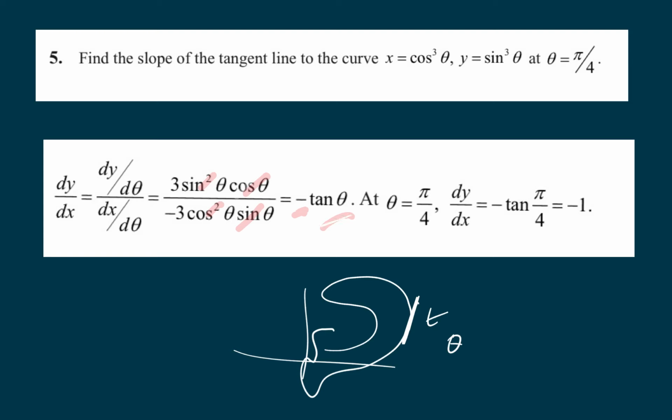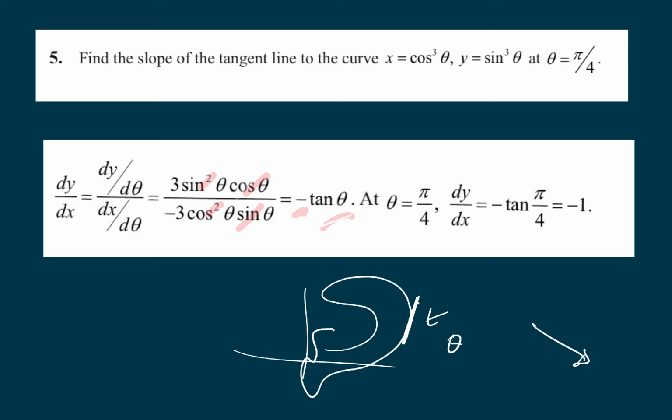So at theta equal pi divided by 4, the slope of the curve is minus tangent of pi divided by 4. Tangent of pi divided by 4 is 1, with this minus sign it's minus 1. So the slope is minus 1, the object is coming downwards with a slope minus 1.